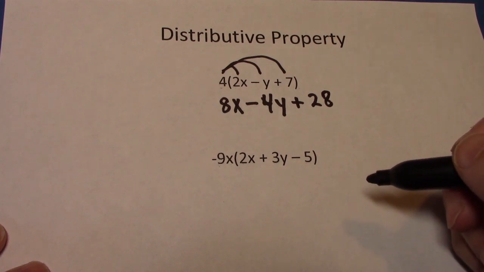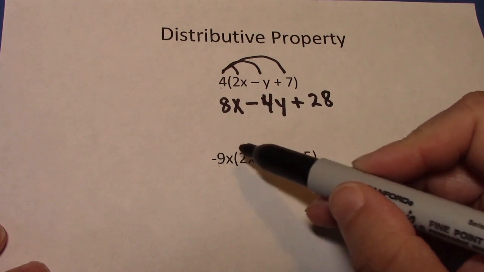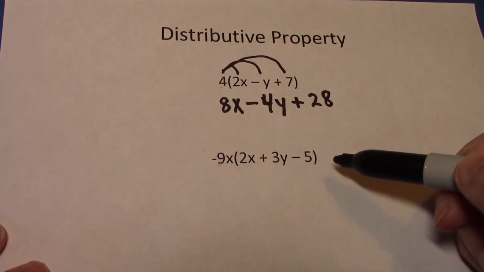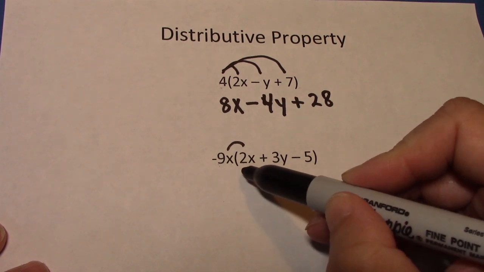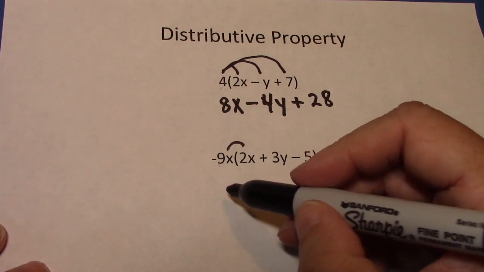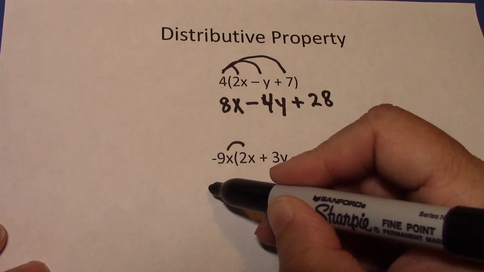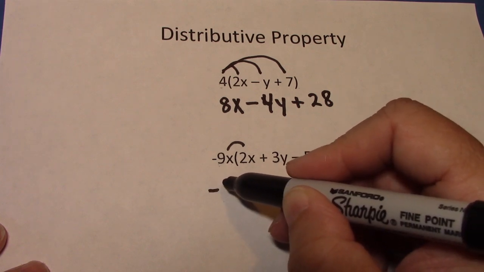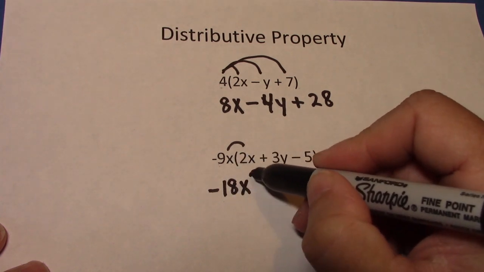Let's do one more example. We have now negative 9x being multiplied by all the terms inside these parentheses. So first, negative 9 times 2. You can do the number parts first. So negative 9 times 2, it's a negative because one's negative, one's positive, and 9 times 2 is 18. x times x, though, is x squared.